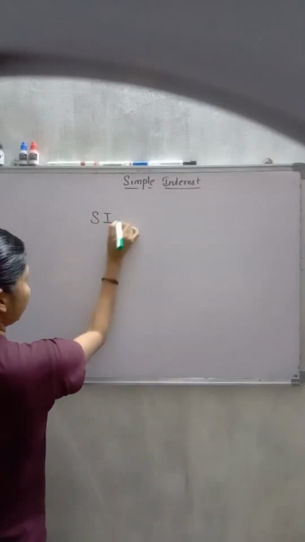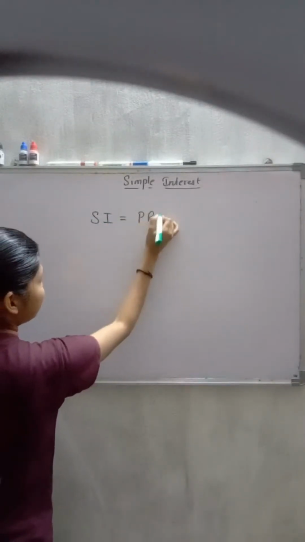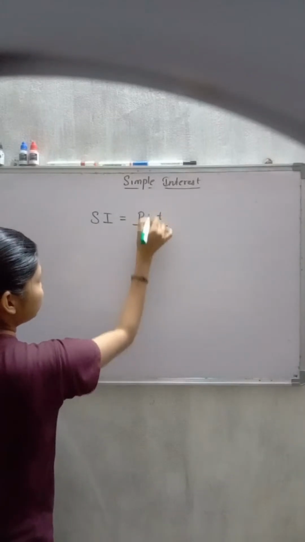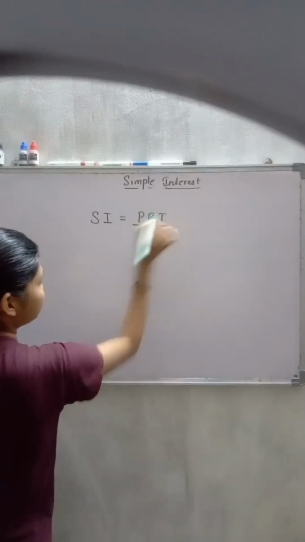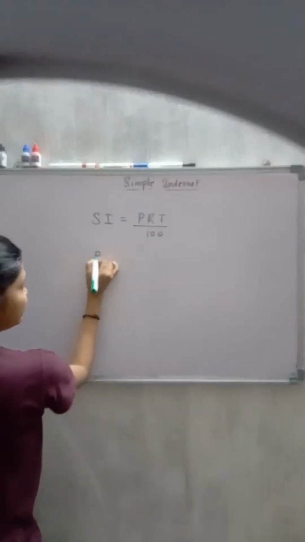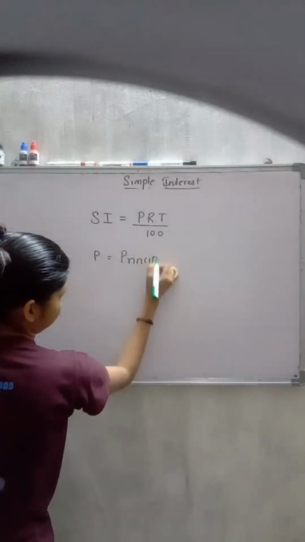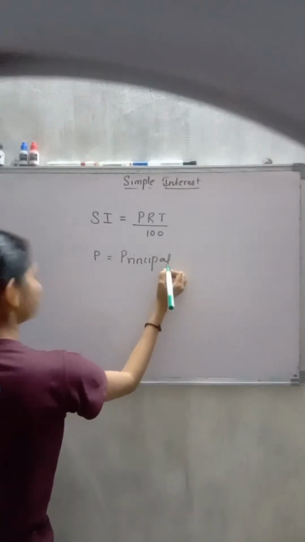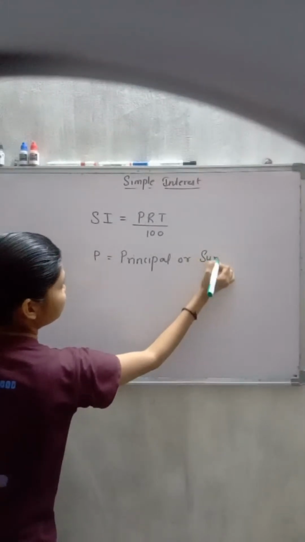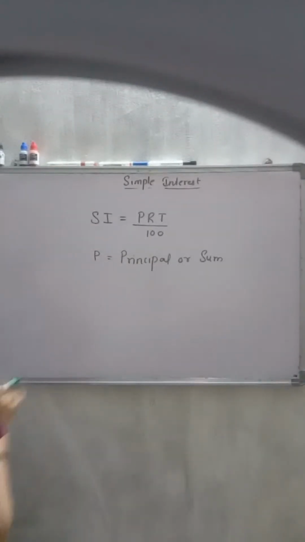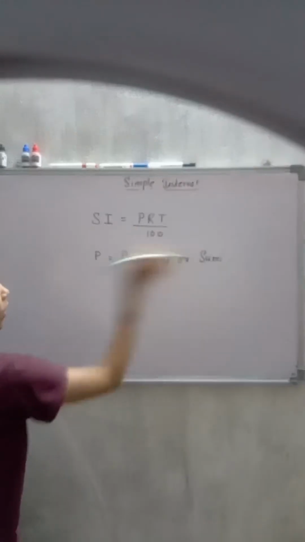So simple interest is the formula used as SI equal to PRT by 100, where this P is the principal or the sum. क्या होता है प्रिंसिपल और सम? The amount that we borrowed from someone, that's called the principal amount or sum.